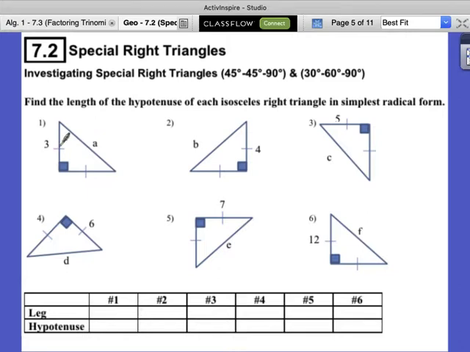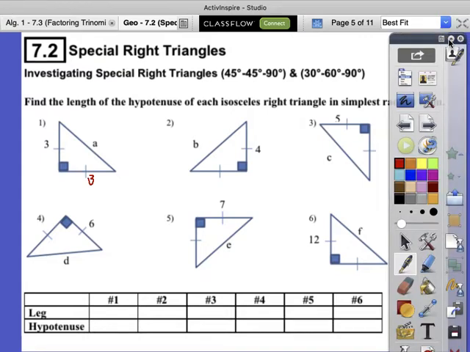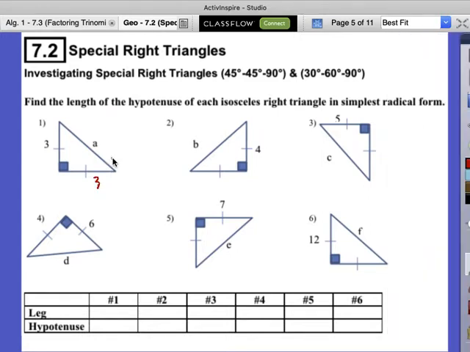Because if this is 3, what else do we know? 3. The bottom is 3 because they're congruent, it's isosceles. Okay, now could we do the Pythagorean theorem here? Let's do the Pythagorean theorem here. Can somebody help me set this one up? Solve for this missing side a. Yes. 3 squared plus 3 squared equals a squared.